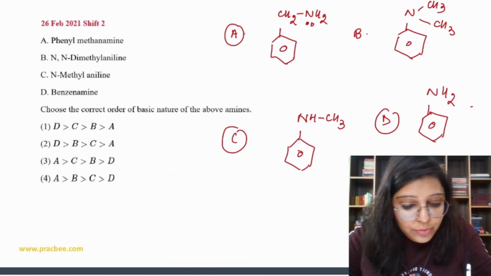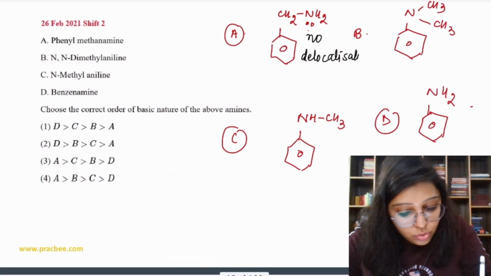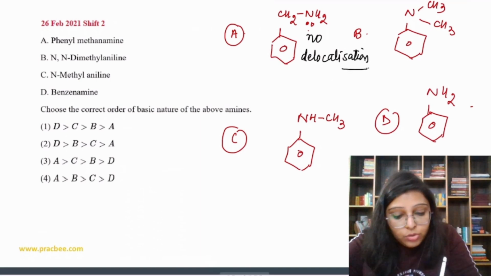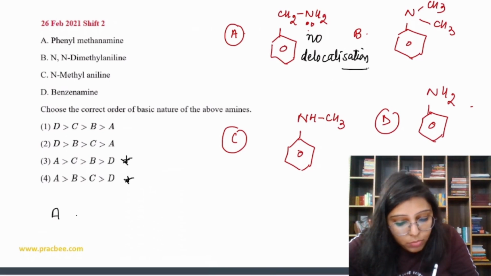NH2, this NH2. So these lone pairs are not involved in resonance. No delocalization over here, right? No delocalization. So A is going to be the most basic. So we have option number 3 and option number 4. So A is going to be most basic.